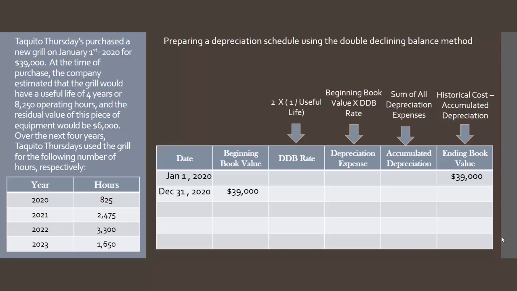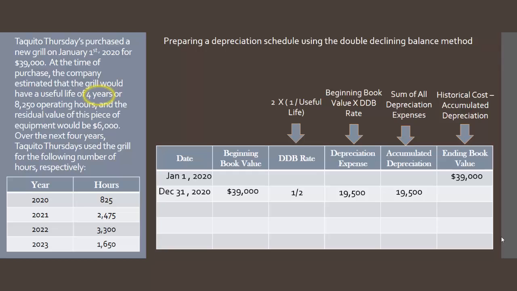It's that easy. So here, our useful life was 4 years, meaning we should take 1/4 of our value away each year if it was straight line. We're going to double it to 2/4, or if you want to reduce fractions, 1/2. So 2 times 1/4 gives you this 1/2. And when we take our beginning book value of $39,000 and multiply it by 1/2, we get a depreciation expense we're going to record during 2020 of $19,500.